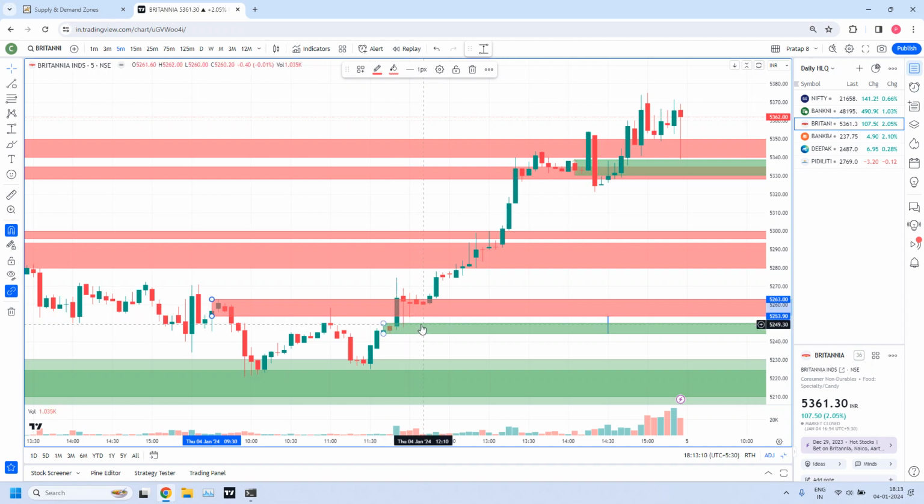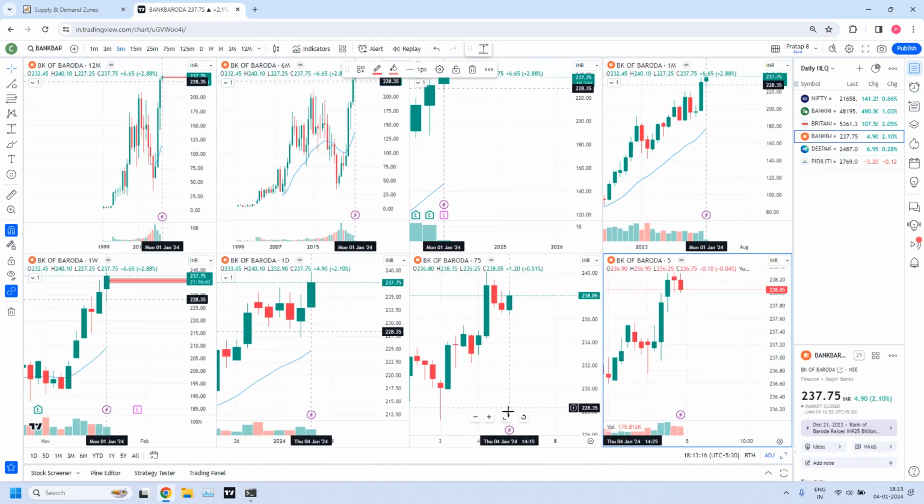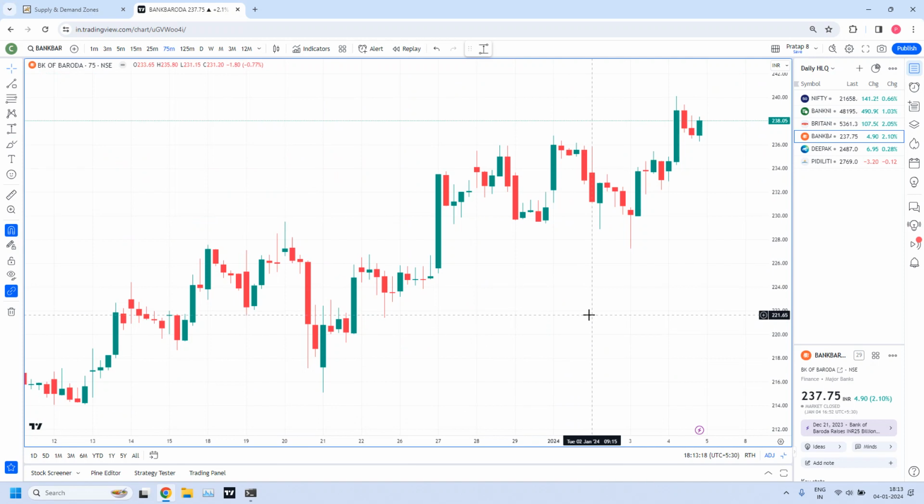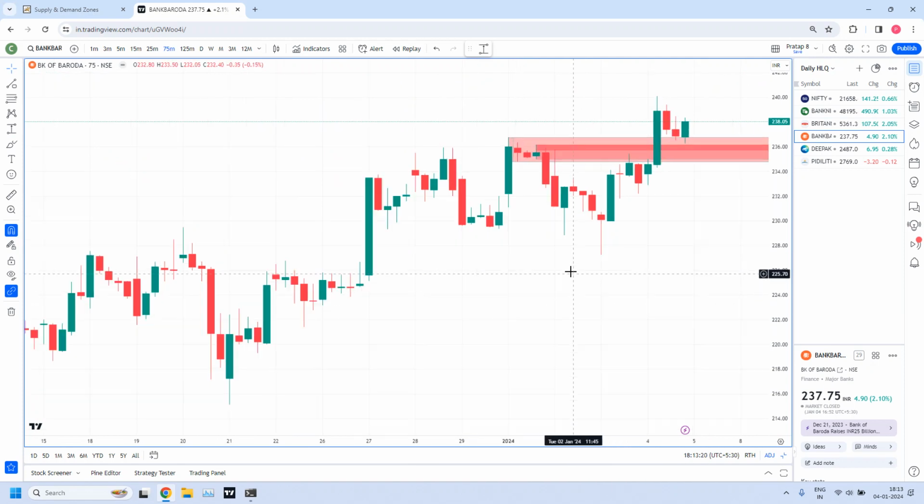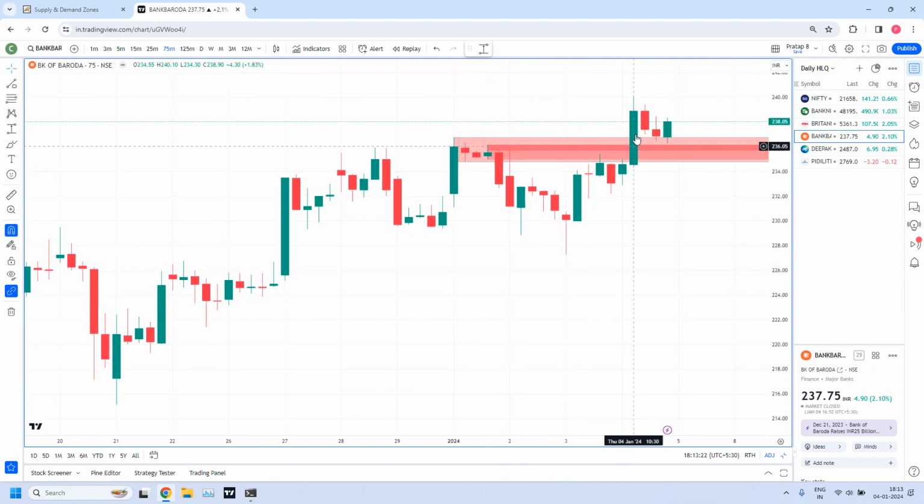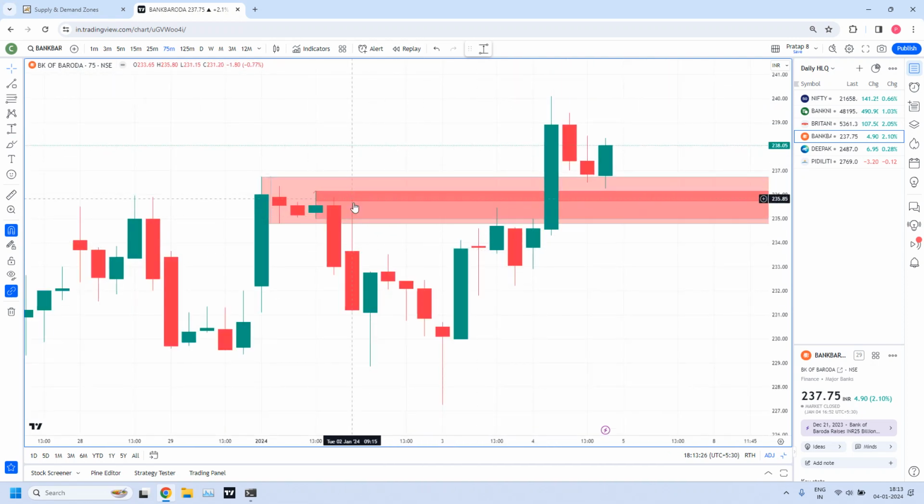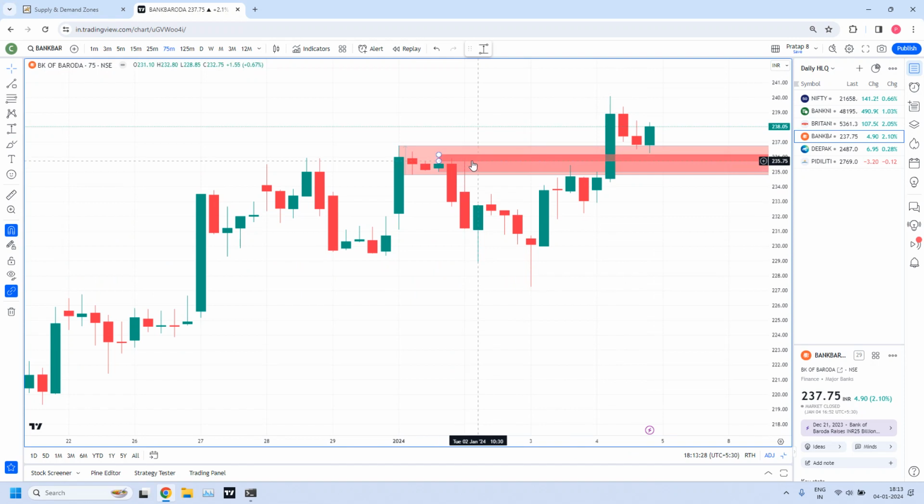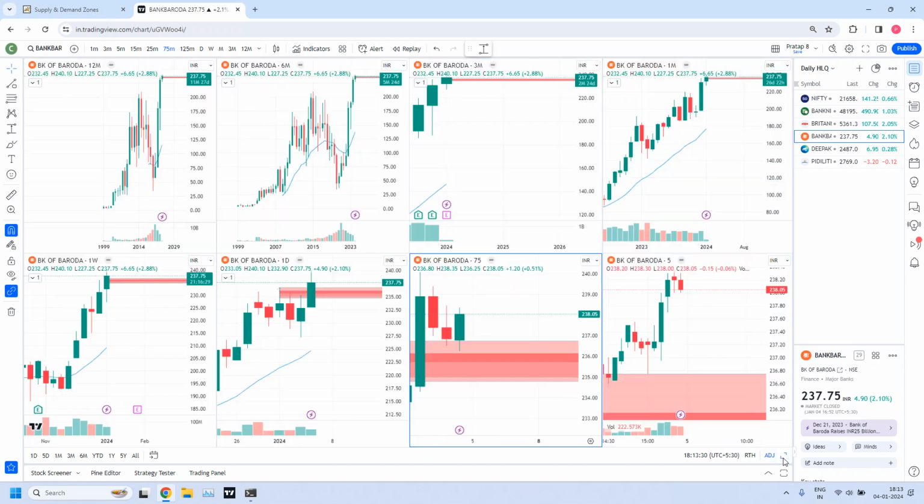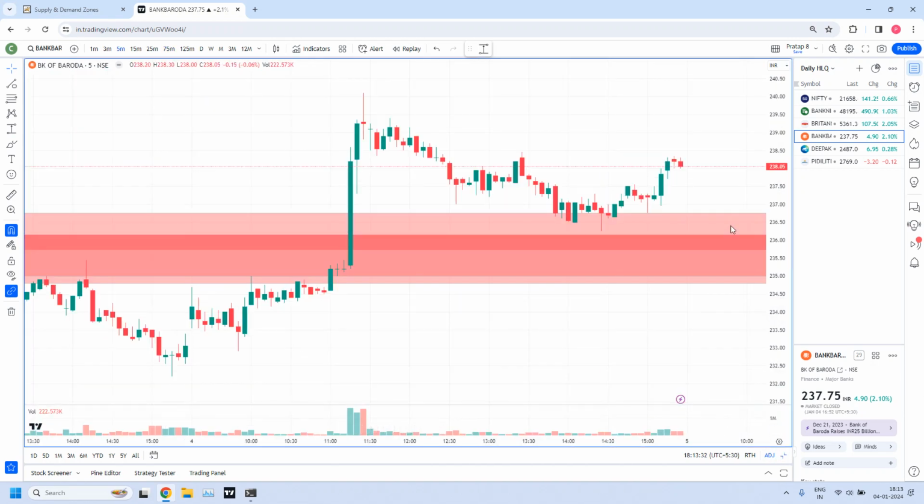So this is about Britannia, and the next one is Bank of Baroda. This is also a 75-minute zone, but it is a supply zone. This zone is violated. The reason is it is already a tested zone. See, previously it is tested once in this fine-tuned 5 minutes area, 15 minutes area.